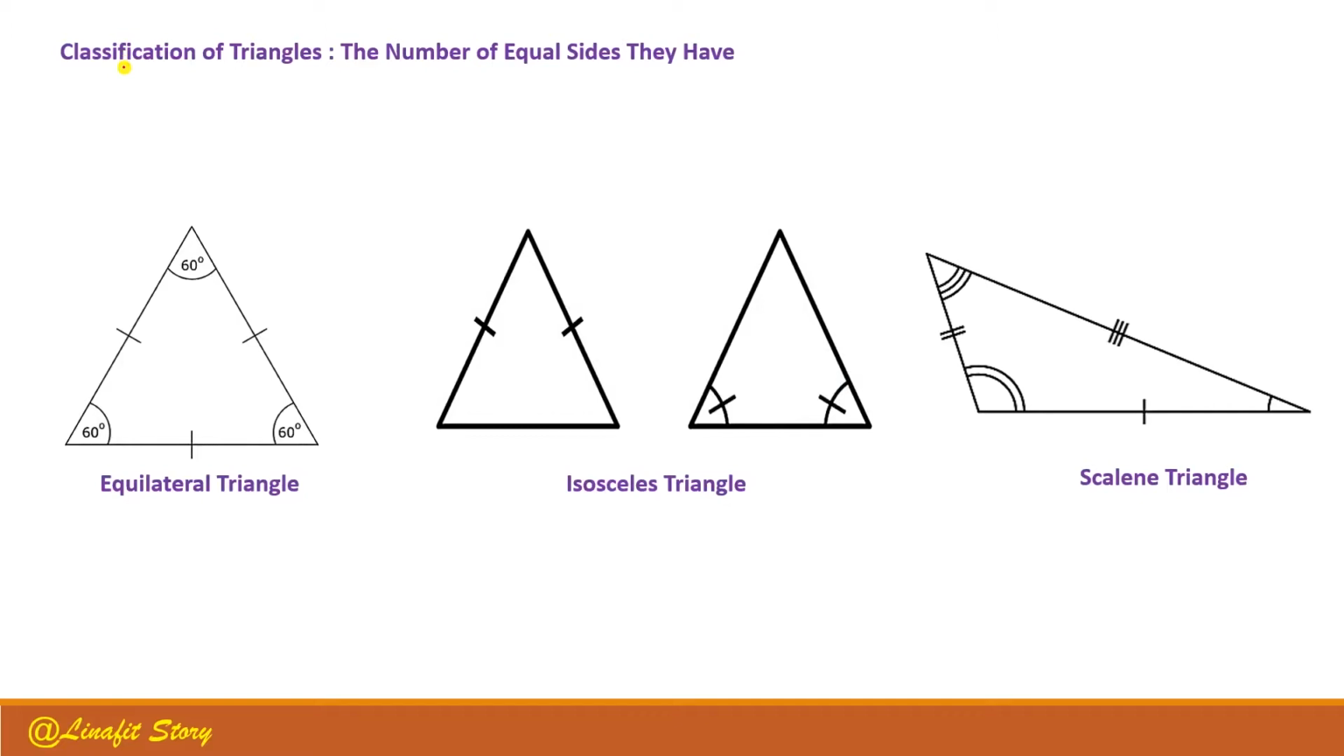Classification of triangles based on the number of equal sides they have. The first is the equilateral triangle. It's a triangle with 3 equal sides and 3 equal angles, always 60 degrees. And then an isosceles triangle is a triangle with at least 2 equal sides and 2 equal angles. And then a scalene triangle is a triangle with no equal sides and no equal angles.